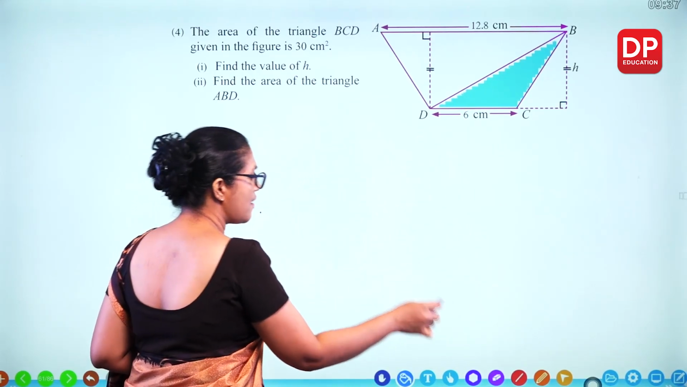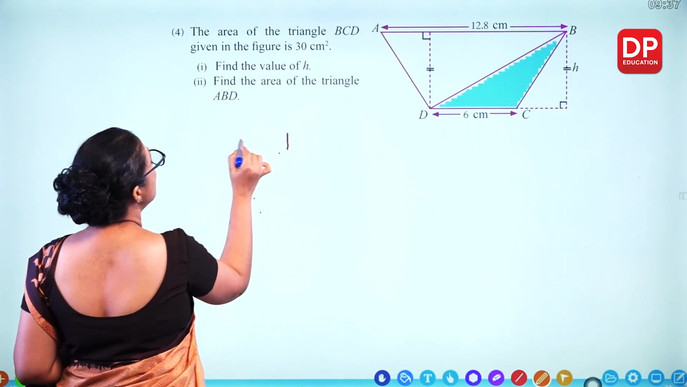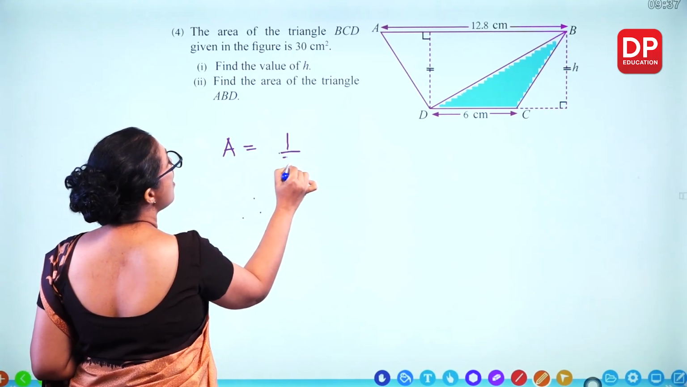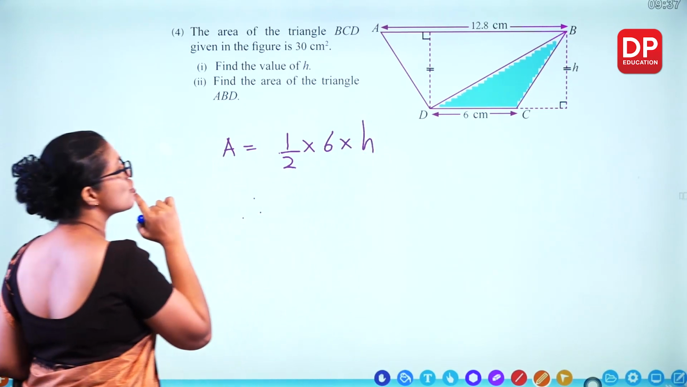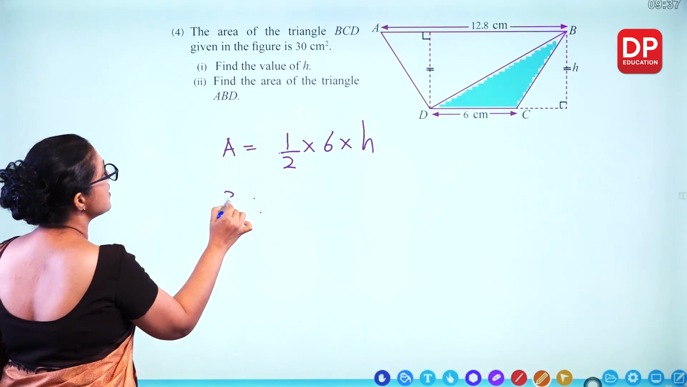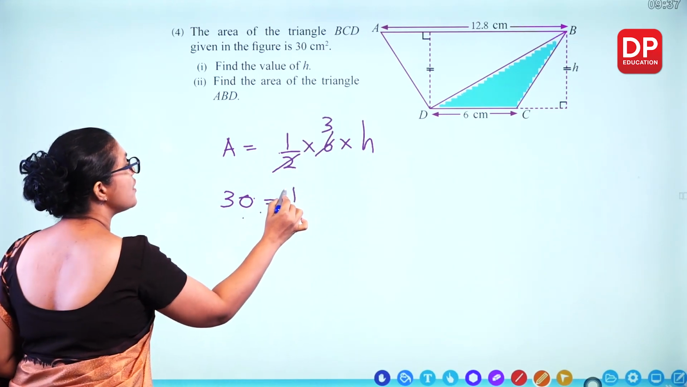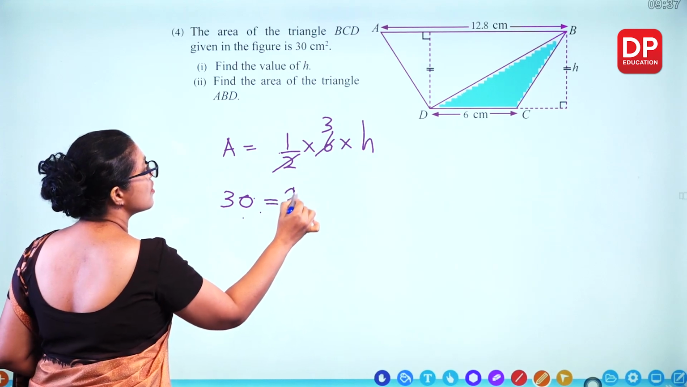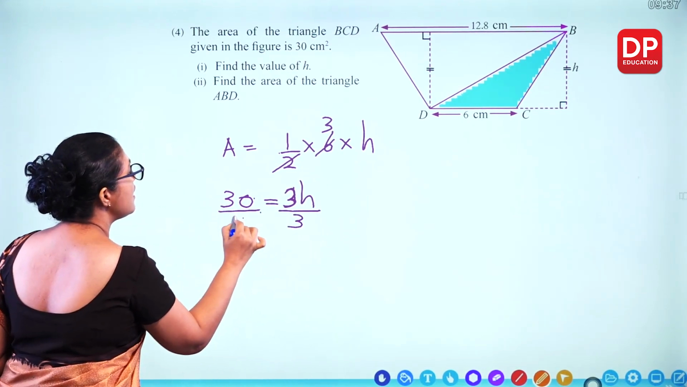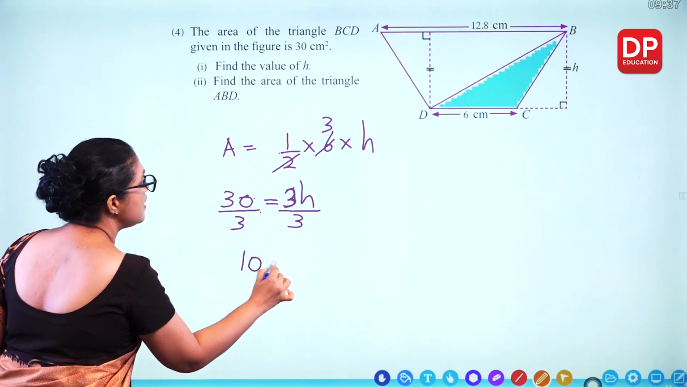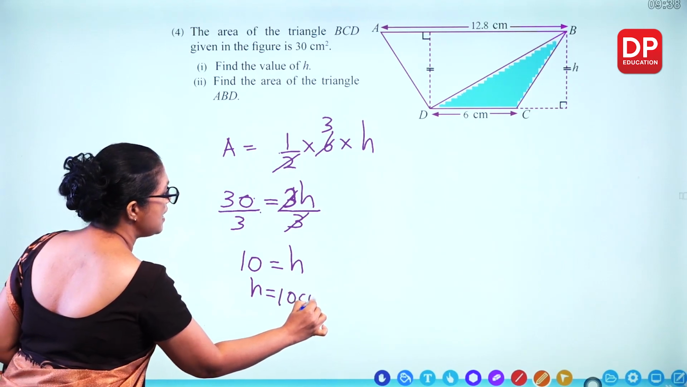This area is given as 30. So what's the area? Area is equal to half, base length is 6 and the perpendicular height is h. That's given 30. 30 is equal to 2 times 3, so 3h. Now divide this by 3. What you get? 10 is equal to h. So h is 10 centimeters.